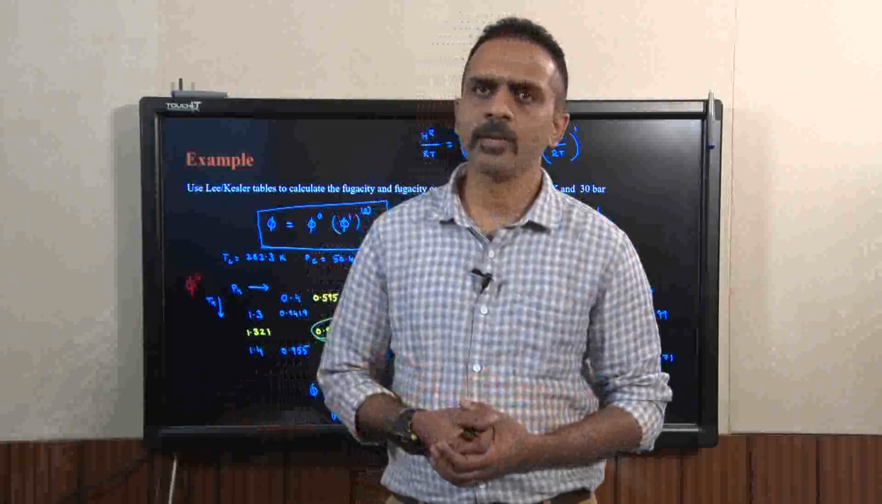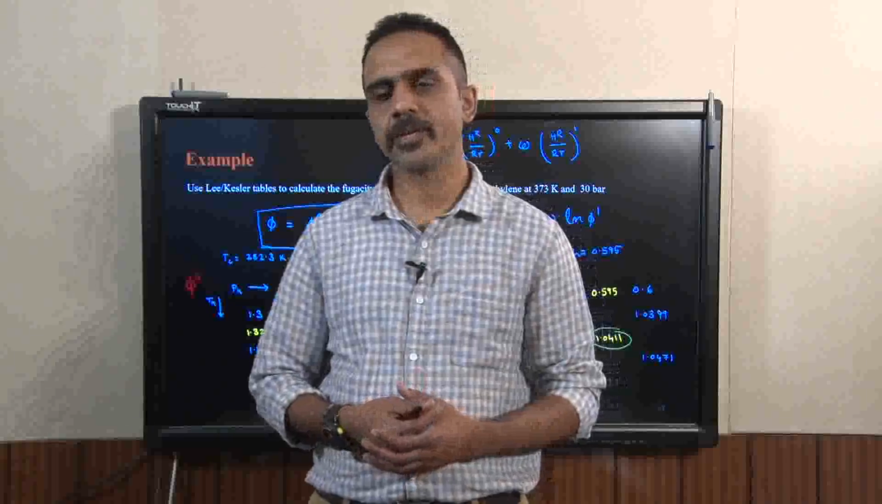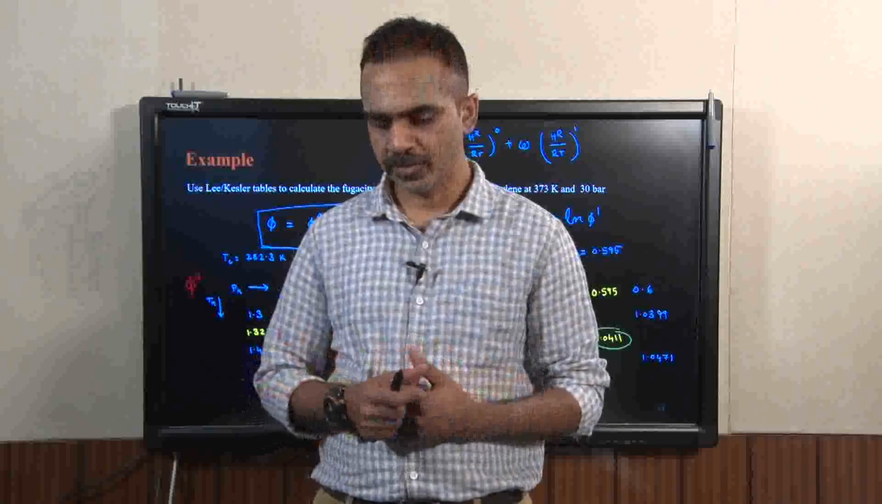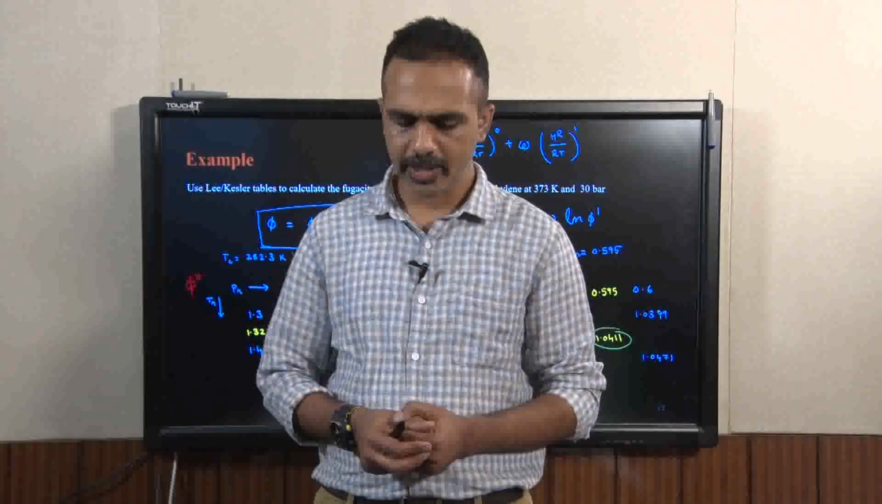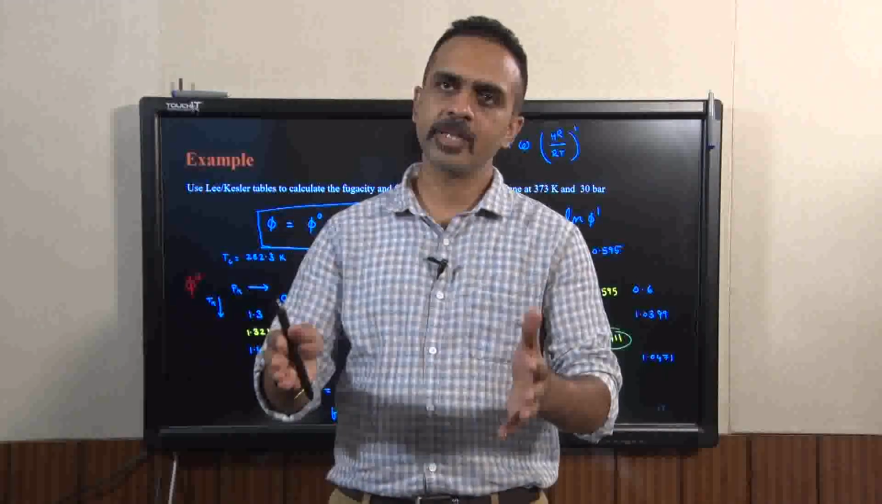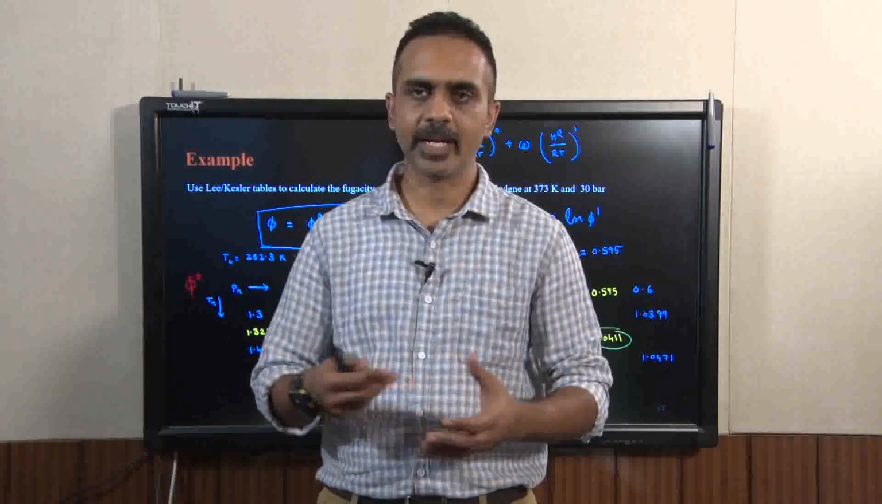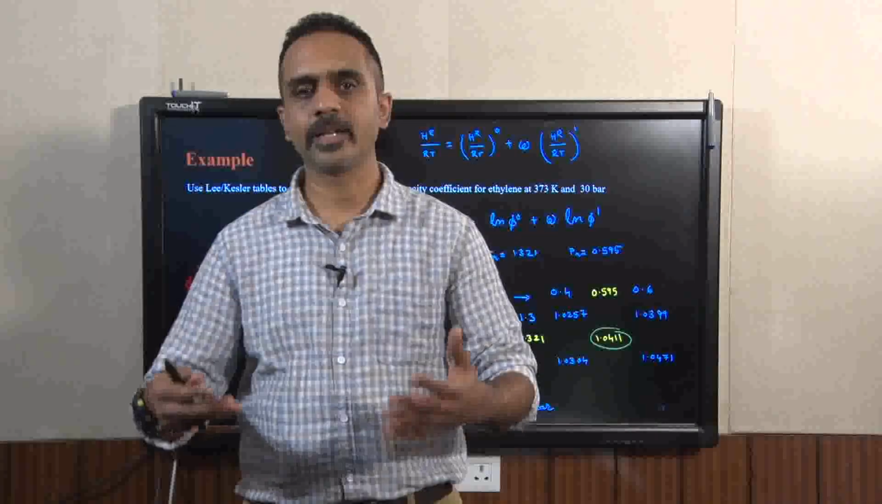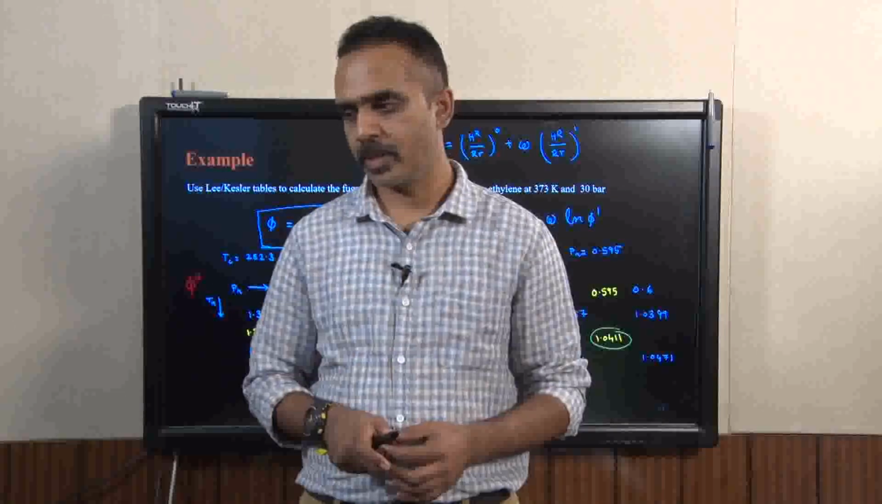So far we looked at calculation of fugacity and fugacity coefficient using virial equation of state. We have also used Lee-Kessler tables to calculate these quantities, but they have a limited range of pressures over which they can be applied, as you know. How do we calculate fugacity and fugacity coefficient at other conditions? How do we do that for liquids?